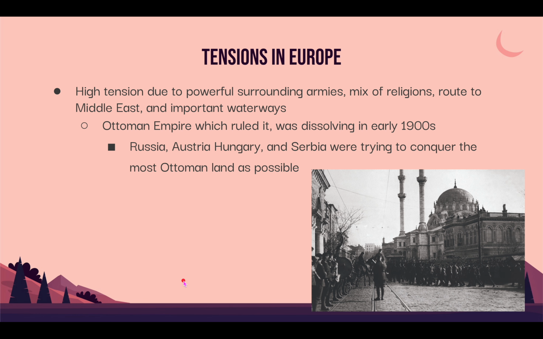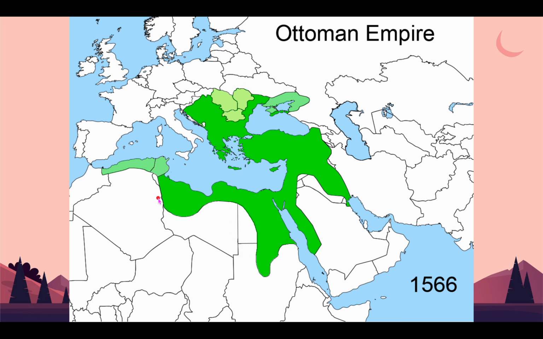So there were high tensions due to powerful surrounding armies, mixing of religions, routes to the Middle East, and important waterways. The Ottoman Empire, which ruled it, was dissolving by the early 1900s. They were very weak politically and militarily. So Russia, Austria-Hungary, and Serbia were trying to conquer as much Ottoman land as possible because they saw that the Ottoman Empire was just crumbling. So it was pretty much a grab of whatever land you can possibly get from the Ottomans.